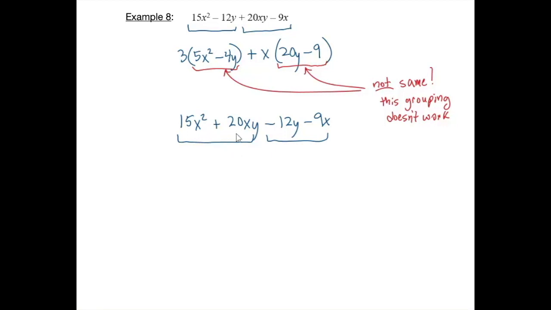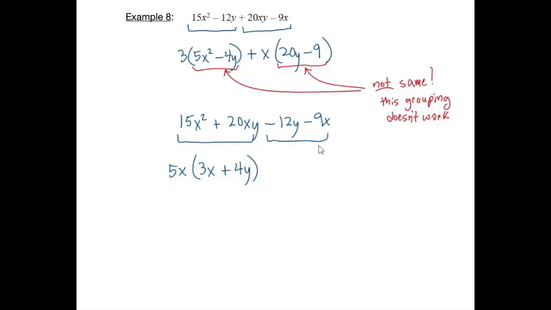In the first group, we have a common factor of 5 and a common factor of x. So the greatest common factor will be 5x. 5x times the first term is 15x squared, so we need a 3x. And 5x times the second term is positive 20xy, so we need a positive 4y. If you prefer division, 15x squared divided by 5x is equal to 3x, and 20xy divided by 5x is equal to 4y.